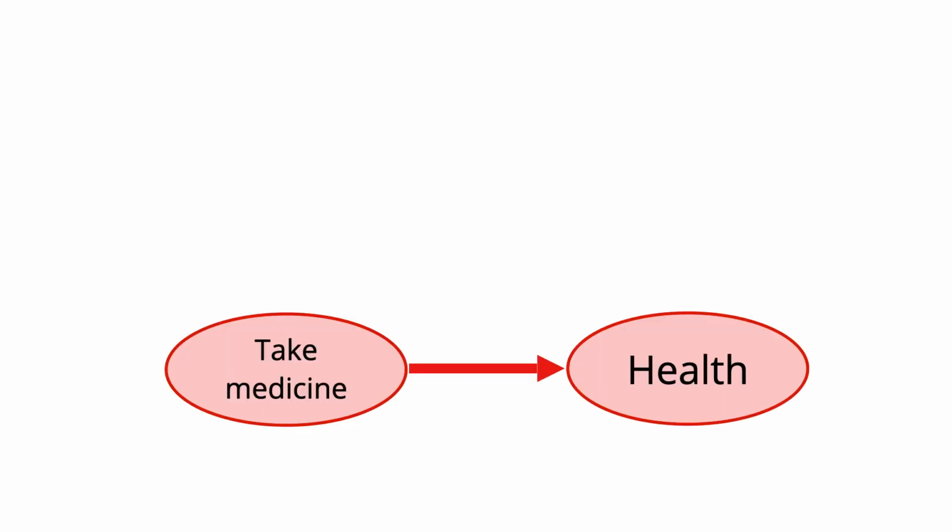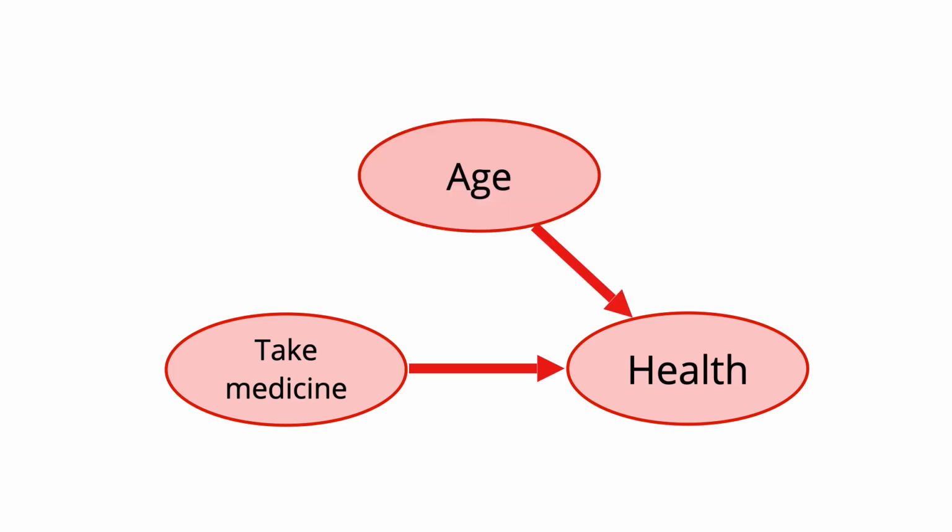So here's an example. Let's say that we're interested in the effect of taking a particular medicine on your health. Now we know that your age will also affect your health. The older you are, the more likely you are to be ill. But you might also suspect that the older you are, the more likely you are to forget to take your medicine.